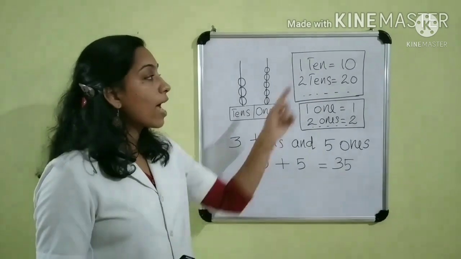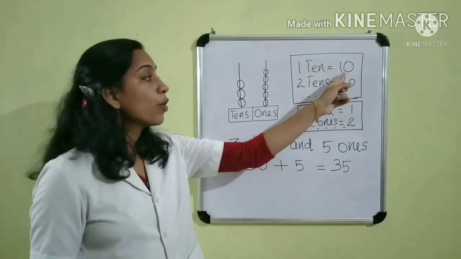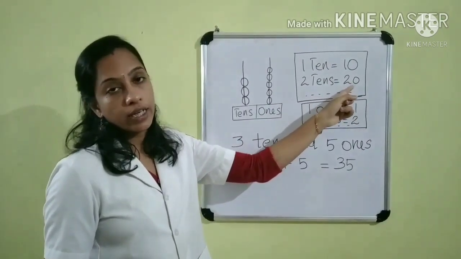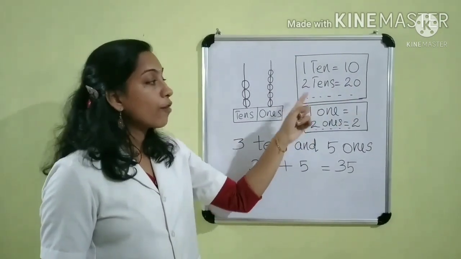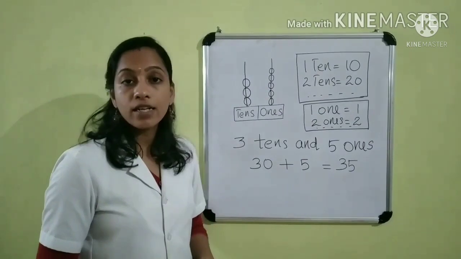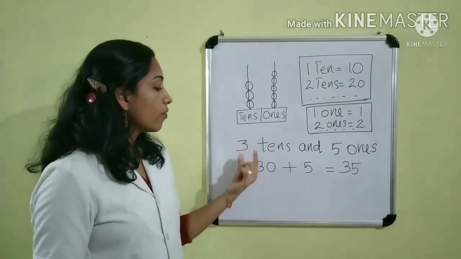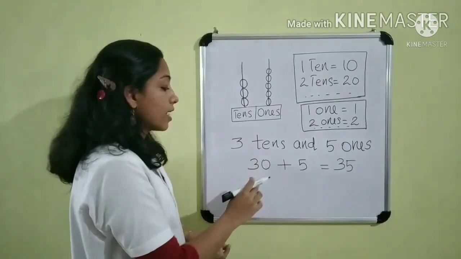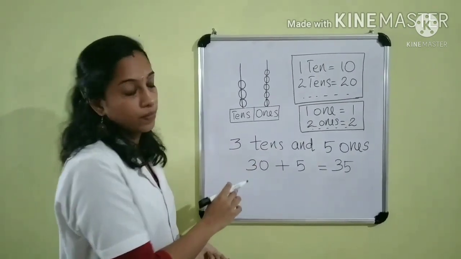You know, the value of 1 ten is equal to 10. So, the value of 2 tens is equal to 20. The value of 3 tens is equal to 30 and so on. So, here we can say the value of 3 tens is equal to 30.